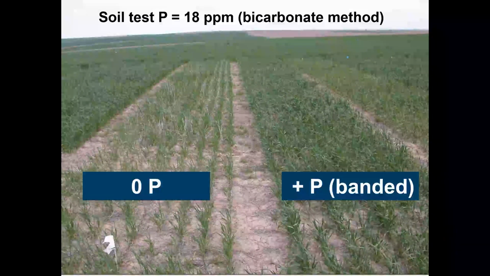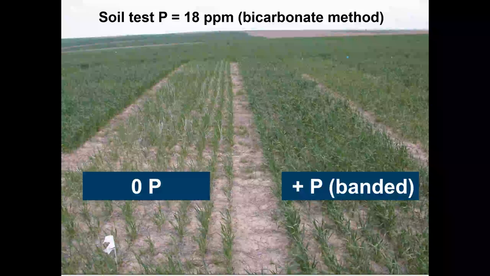And growers see this when they run out of starter fertilizer phosphorus in the tank or in the box when they're seeding. Sometimes you'll see a stretch of the field where the wheat doesn't look as good, and that is because it didn't get the starter phosphorus application.